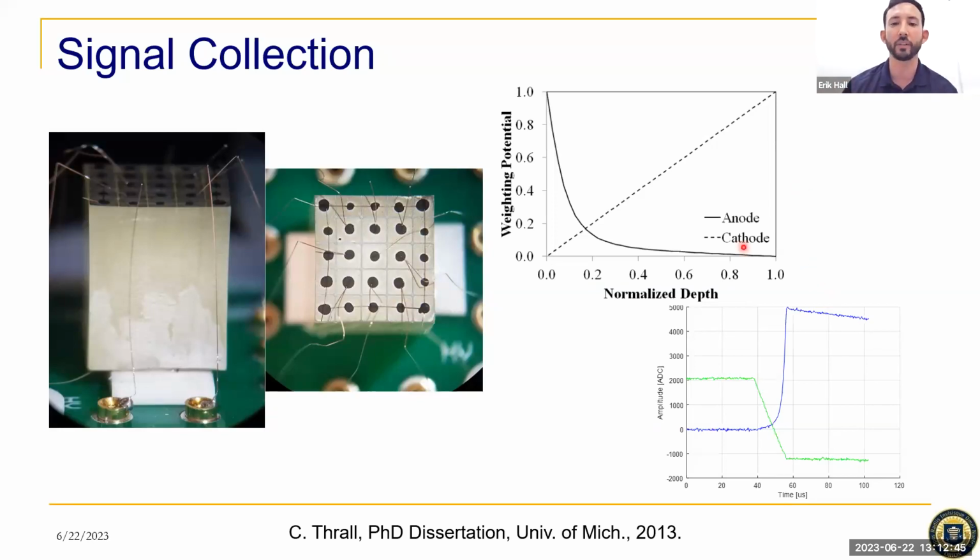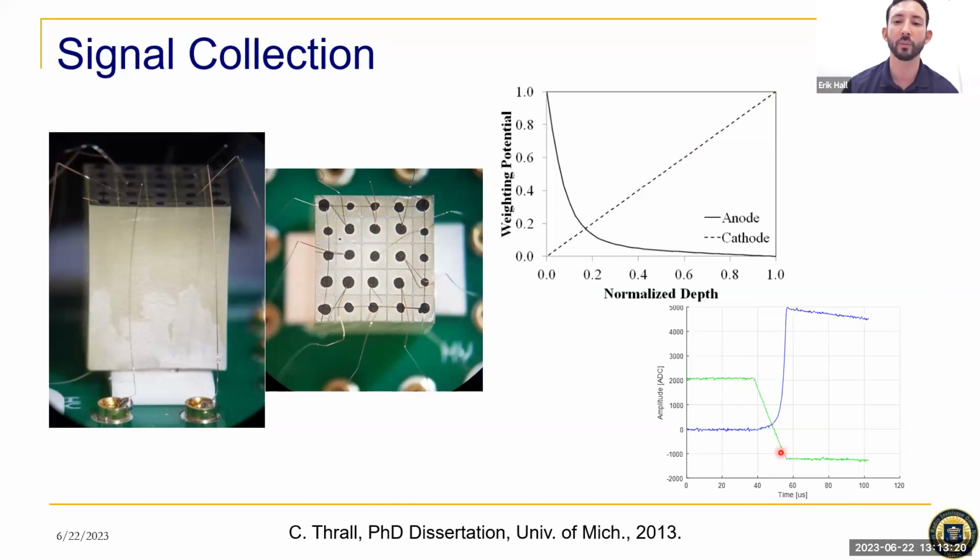So if you imagine this being the cathode side and this being the anode side, if an event happens maybe midway in the bulk of the crystal, as it's traveling towards the anode, it will travel through this potential and create this signal here. And then that same electron movement will also create a signal from the planar cathode based on this portion of the cathode weighting potential here.